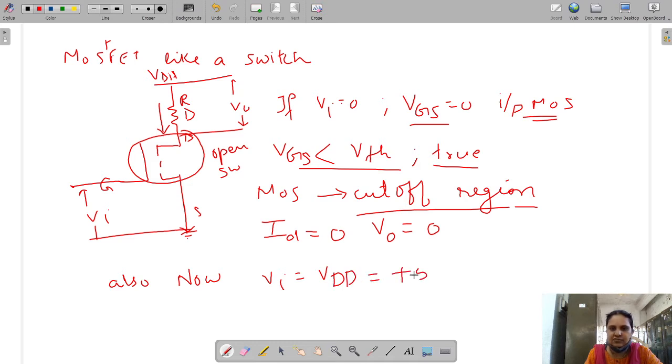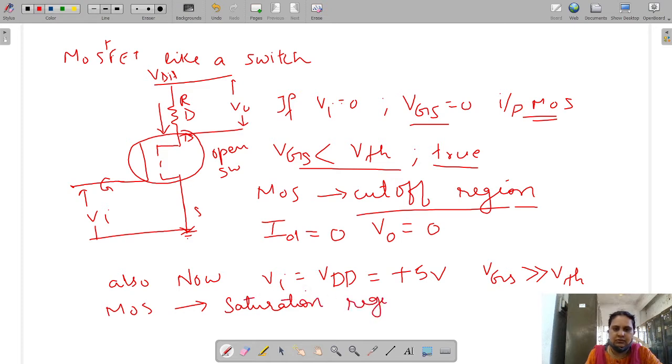Also, now if you make Vi equal to VDD, so what is VDD? It is nothing but plus 5 volts, a normal voltage which can be connected to the MOSFET. So now my VGS is much greater than VTH. What is VGS? Again, it is the input to the MOSFET. In this condition, the MOS is driven to the saturation region. So our V0 is equal to VDD.